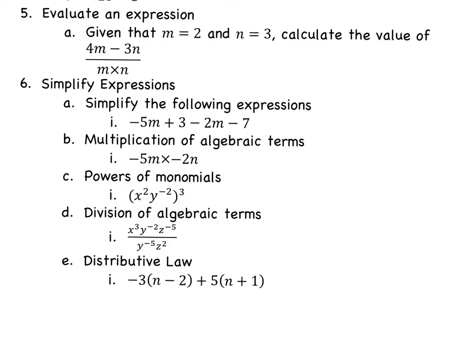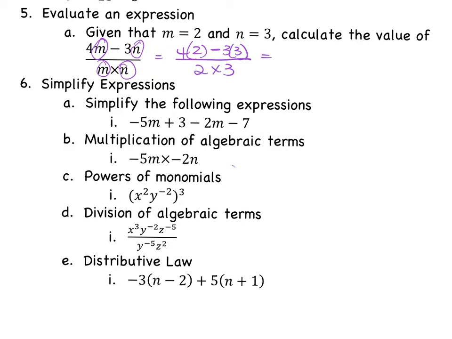Number 5. They want us to evaluate the expression. So given that m is 2, wherever we see m, we are going to replace it with 2. And that n is 3, so wherever we see n, we are going to replace it with 3. They want us to calculate the value of this. So we'll get 4 by 2, because we're replacing the m with 2, minus 3 by 3, and we put that over 2 by 3.